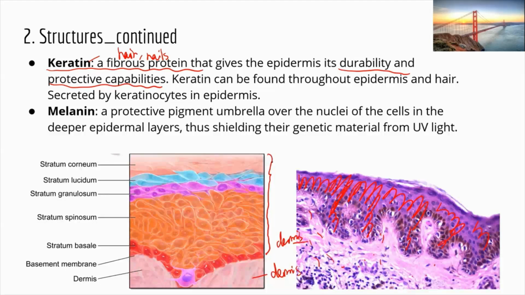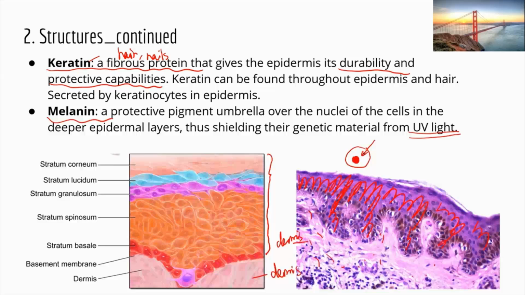All right, next structure, melanin. So melanin is a pigment that protects the cells from UV light. So what happens is UV light, ultraviolet A, UVA, UVB, they have a lot of energy, so they can definitely penetrate the cell. Now, when they penetrate the cell, they can damage DNA, which is found in the nucleus.